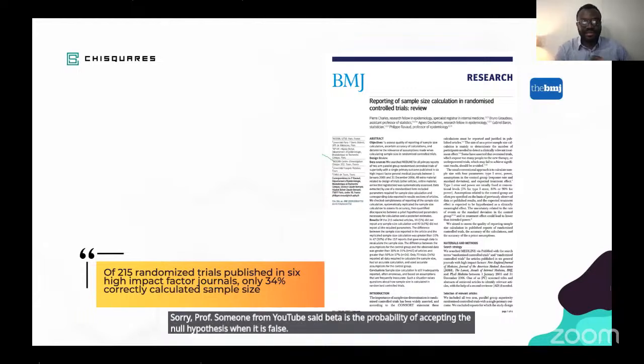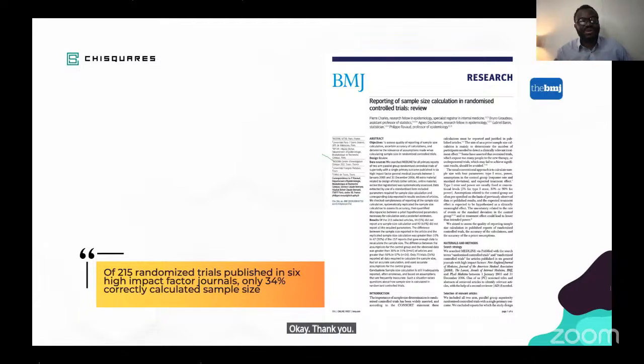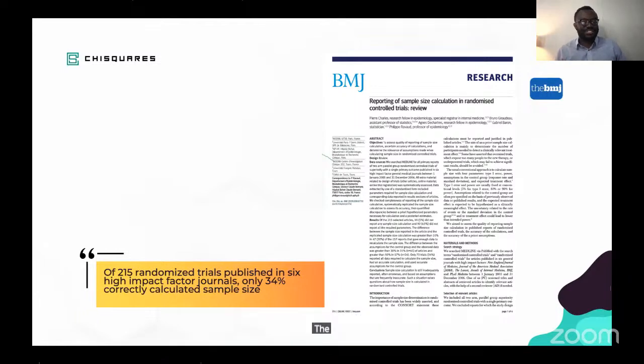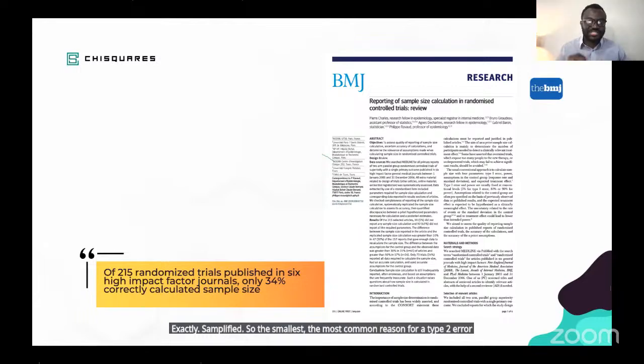Okay. Thank you. But now in this context, we said a beta person is shy, so you have a beta error when your study is shy. Even when it's significant, it says, oh, I'm not significant, I'm shy. The question we're trying to establish now is, what is the most common cause for type 2 error? Why is the study suddenly beta? Why is it feeling so shy? Because it has a small what? Sample size, exactly, from the chat box. So the most common reason for a type 2 error is underpowered studies.